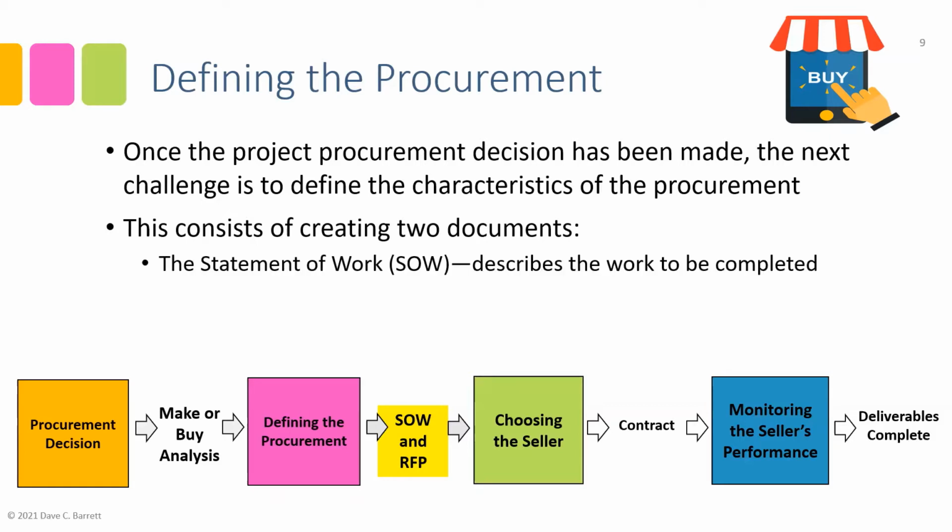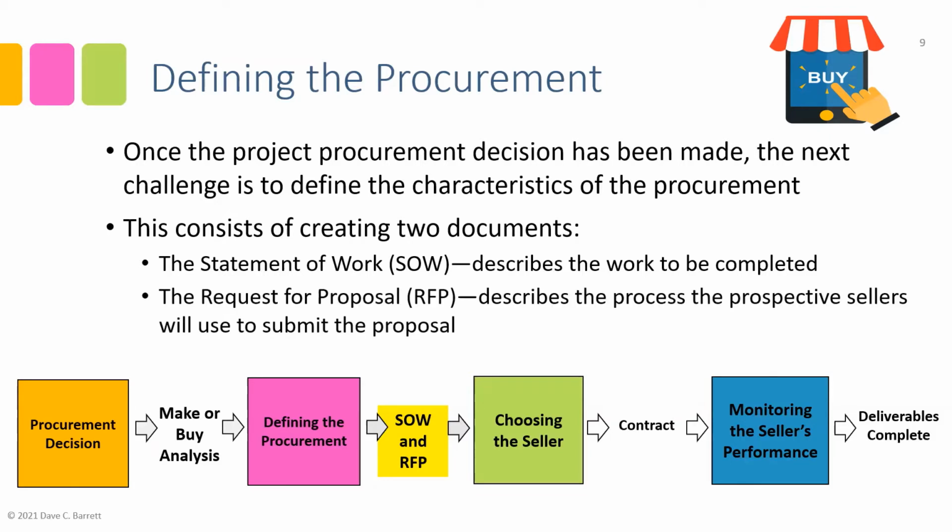The statement of work describes the work to be completed, the details of the deliverables and so on, how they work, what their characteristics are, what their performance metrics should be, and so on. Within our non-procurement documents that we've been discussing in previous videos, the closest document to that would be the project scope statement. That would be the closest equivalent.